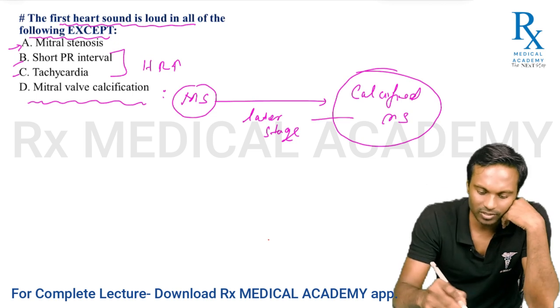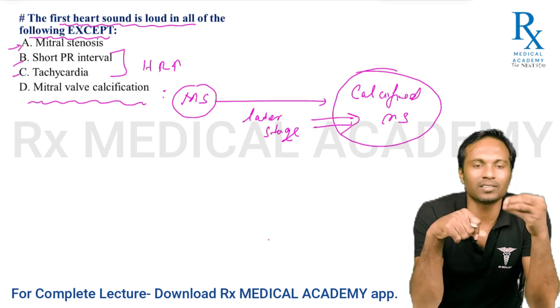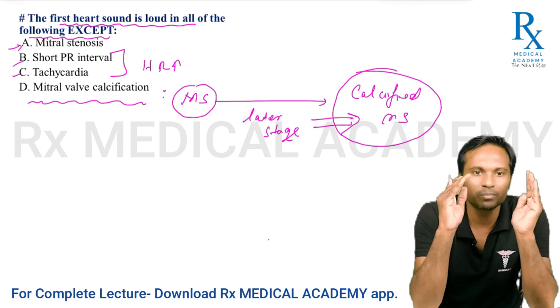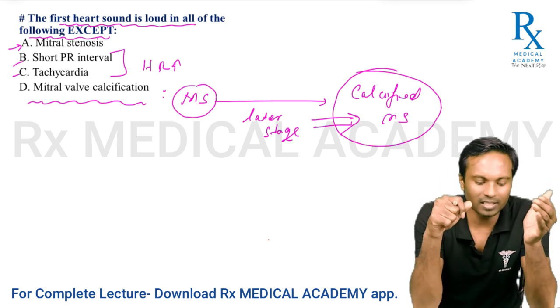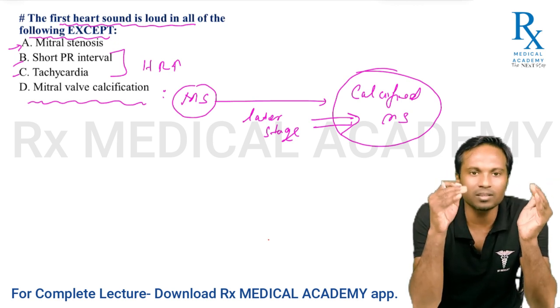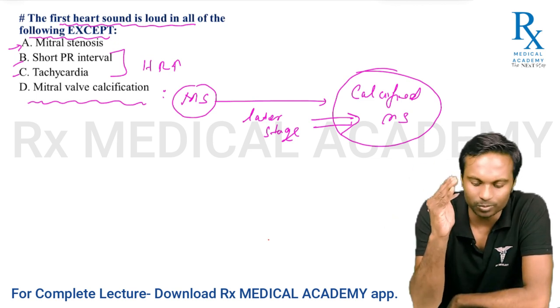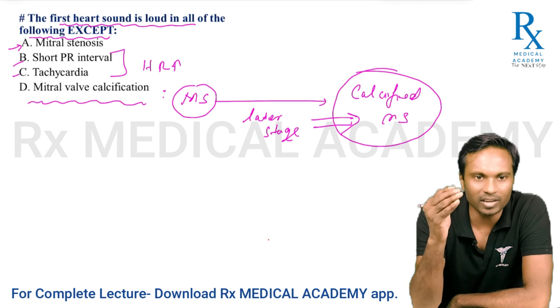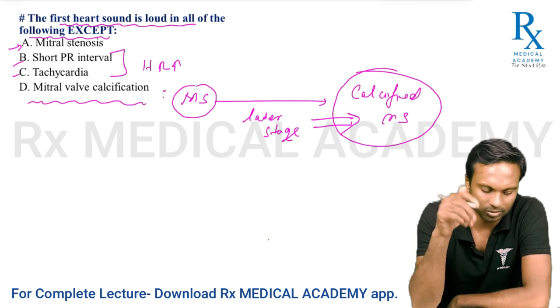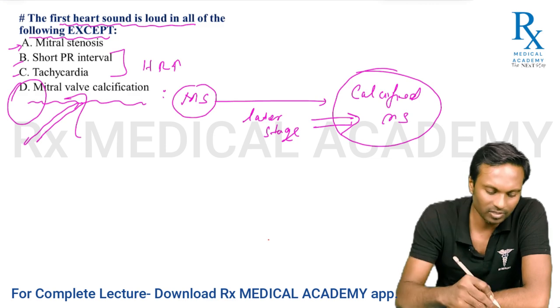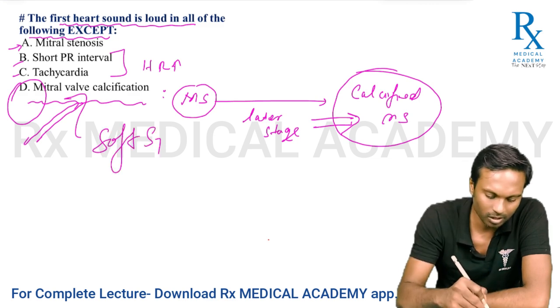Okay, so in case of calcified mitral stenosis or in case of calcified aortic stenosis, pulmonary stenosis, the valve mobility will get limited, resulting into softer sounds. Here we are discussing S1, and later on we will discuss soft S2 due to stenosed, calcified pulmonary valves and aortic valves. Okay, so answer here has to be mitral valve calcification. This will lead to soft S1, not loud S1.